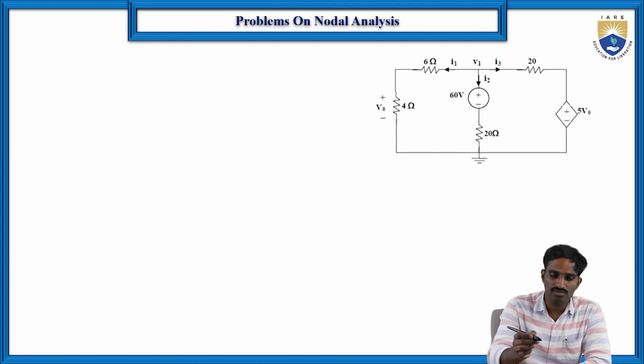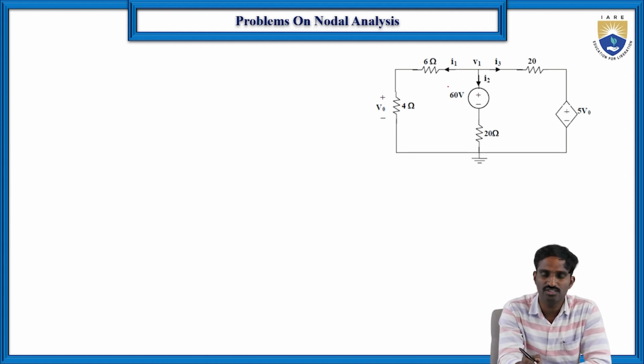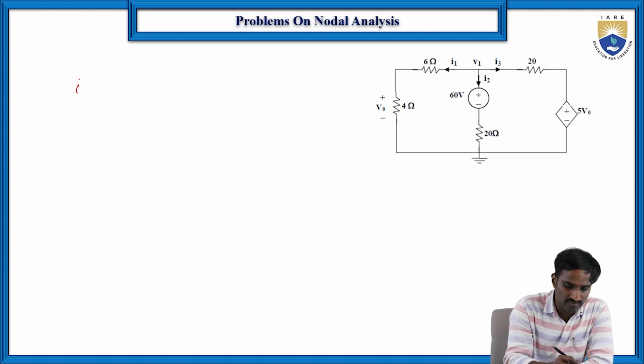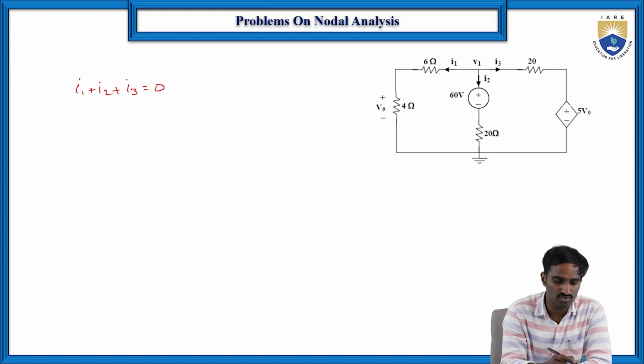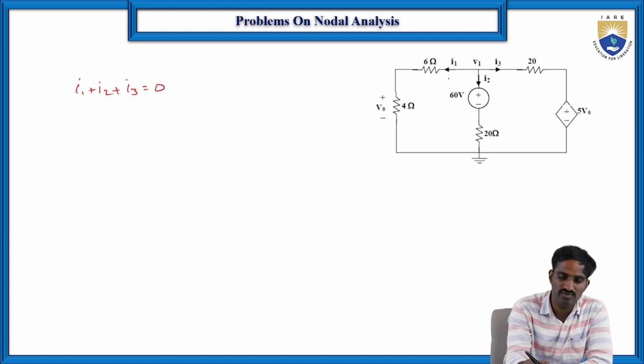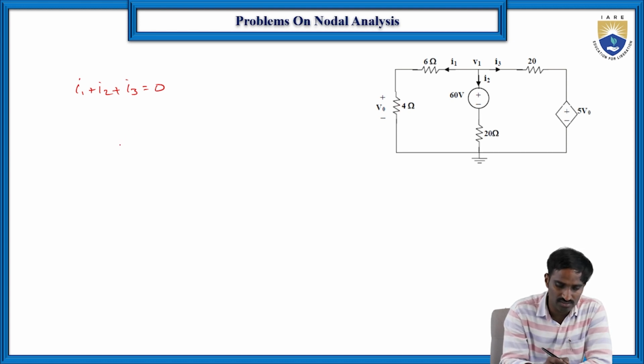According to KCL, the algebraic sum of the currents at a particular node is equal to 0. So here I1 plus I2 plus I3 is equal to 0. Then substitute the values of I1, I2 and I3. I is nothing but V by R. So in the first case it is V1 minus 0 by 4.